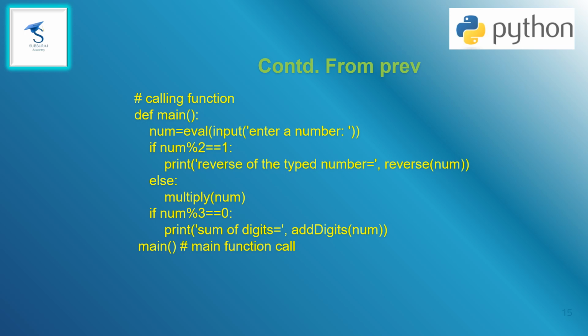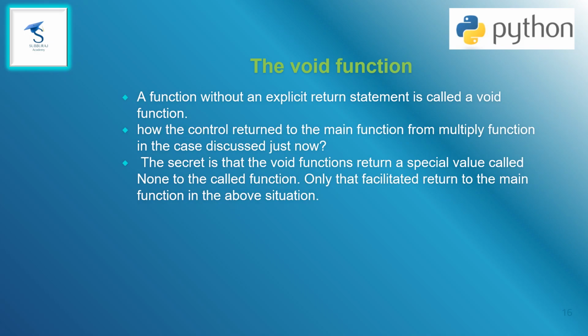So we call all three functions in one main function. There is something called a void function. If you look at the multiply function, we didn't return anything. The other two functions, we were returning something. So a function without an explicit return statement is called a void function. If the function doesn't return anything explicitly, then it's a void function.